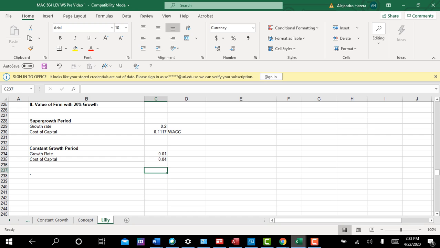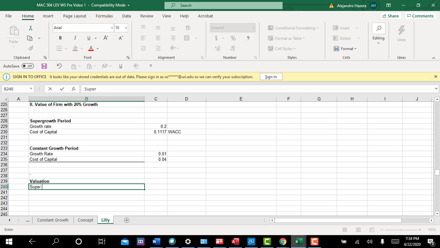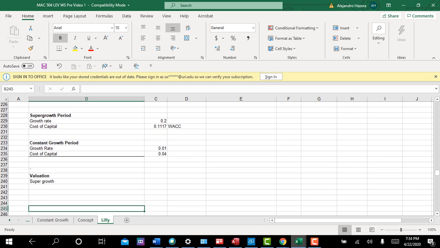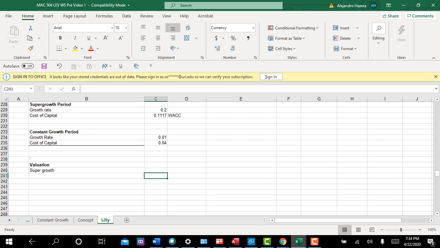Now we will do our valuation. We're going to do the super growth valuation first, the usual way, and then we'll do the terminal period later. So, super growth valuation. Let's go ahead and number the years. There are 5 years: 1, 2, 3, 4, 5.